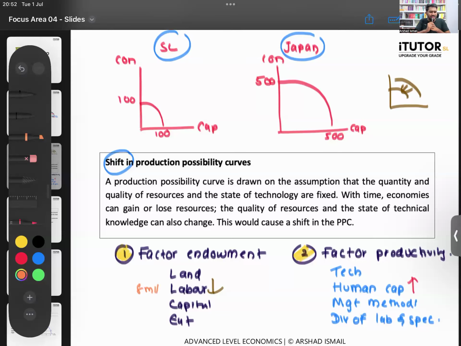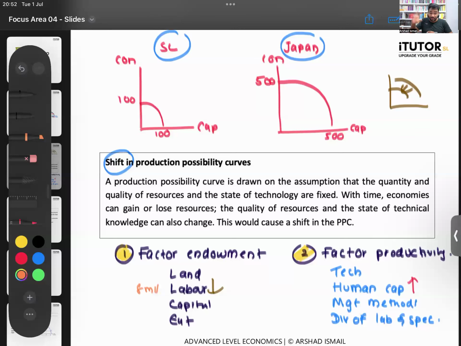Has your labor changed? There are still 8 million people. It's just that some of these people don't have jobs. The labor is still there. So has the labor changed? No. So then that will not shift your PPC. It will be a point movement. I'll show you all those. So that's where you have to logically think, right?